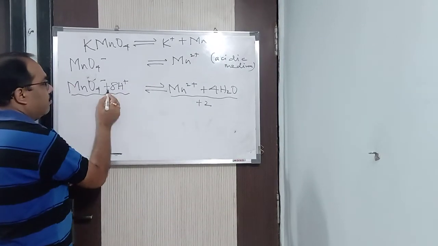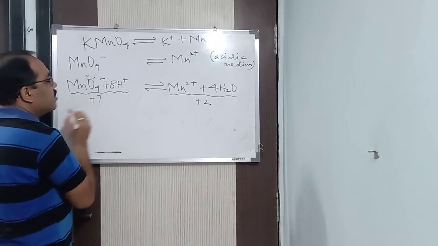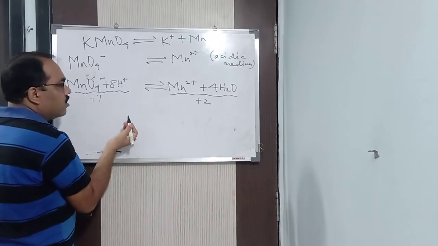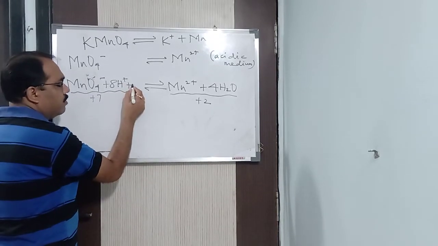Before this, how much was there? Plus 8 minus 1, how much was it? Plus 7. I want 2, isn't it? So what will I do? I have to subtract 5.